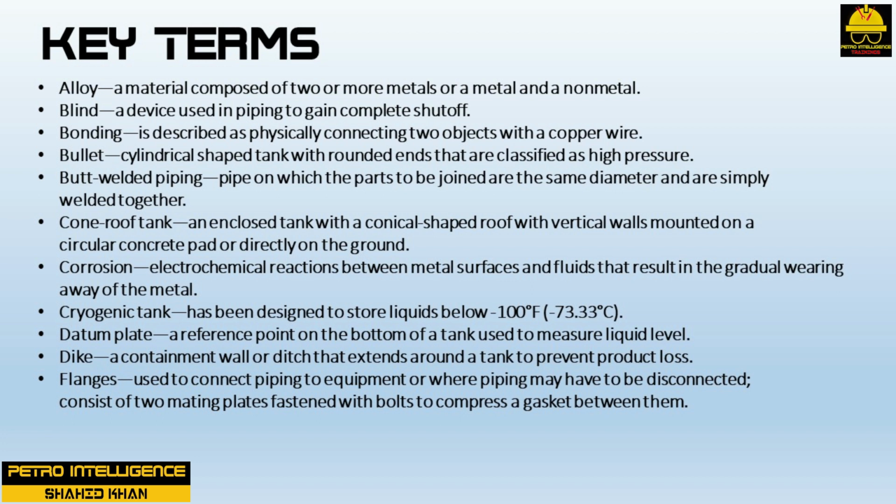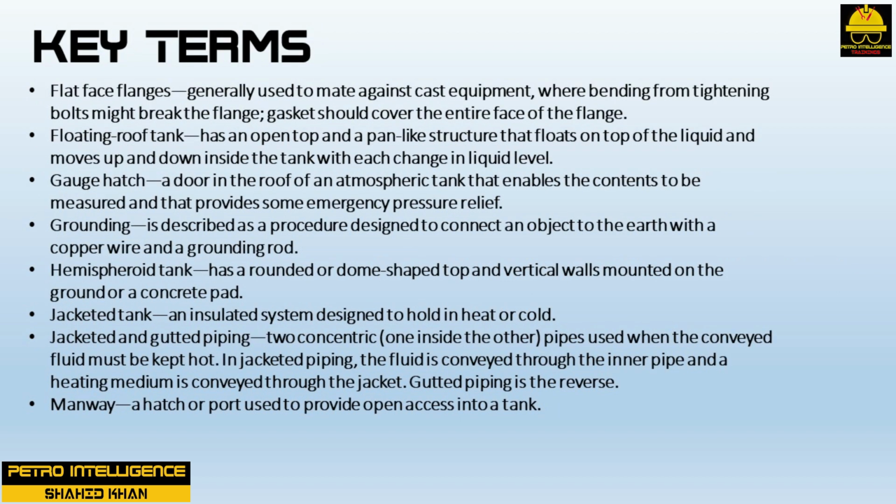Flanges are used to connect piping to equipment or where piping may have to be disconnected, and consist of two mating plates fastened with bolts to compress a gasket between them. Flat face flanges are generally used to mate against cast equipment, where bending from tightening bolts might break the flange. Gasket should cover the entire face of the flange.